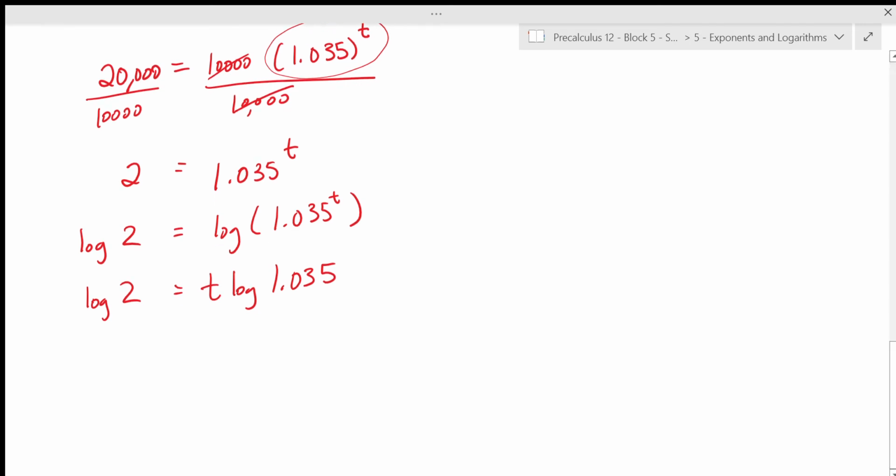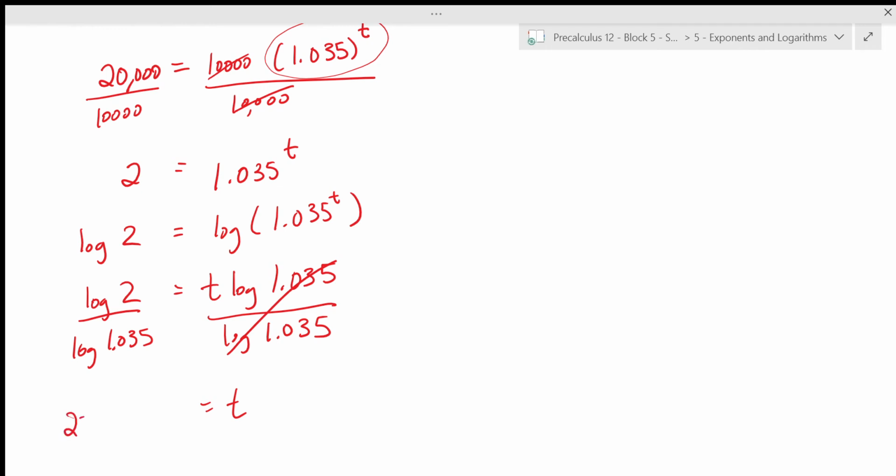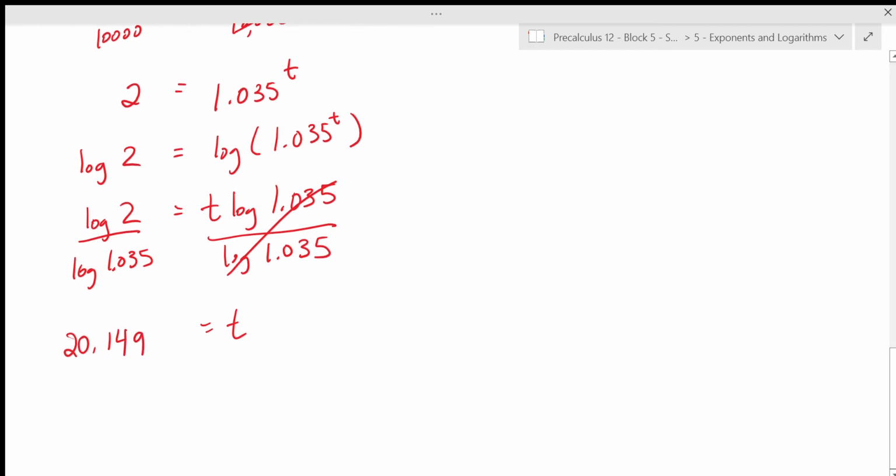And now we're going to divide both sides by log 1.035. Now we get t equals this lovely log 2 over log 1.035. Well, luckily we have calculators, and so that gets us t equals 20.149 approximately. So now, because this is a word problem, we have to answer the question.